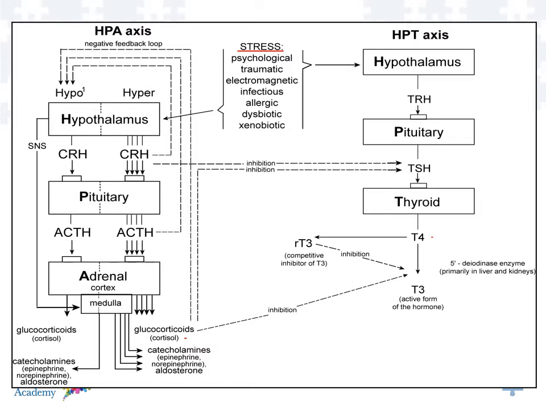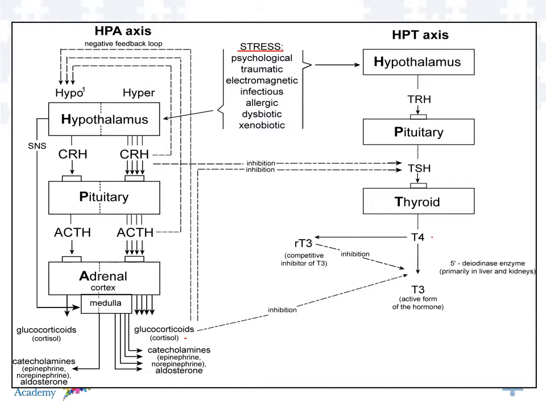Now, the HPT, or the hypothalamus-pituitary-thyroid axis, is similar. So the stress inputs into the hypothalamus can help us produce a hormone called TRH, which tells our pituitary to output TSH, or thyroid stimulating hormone, that tells our thyroid to produce T4. We do produce a little bit of T3 as well.